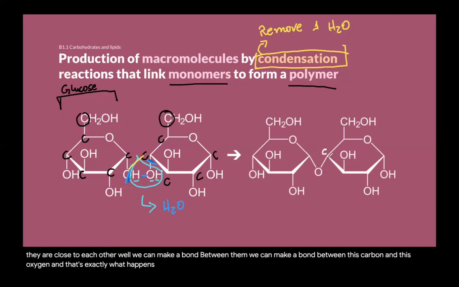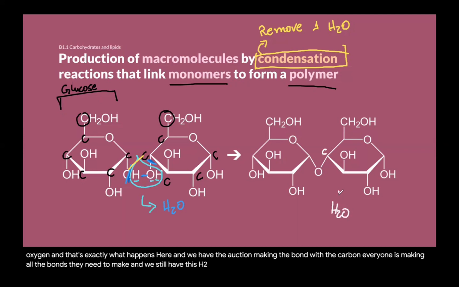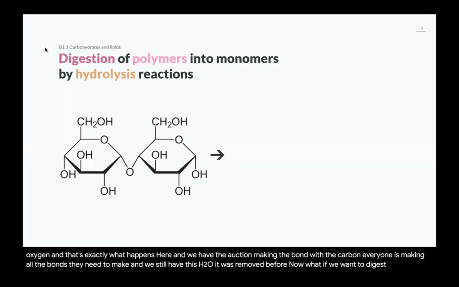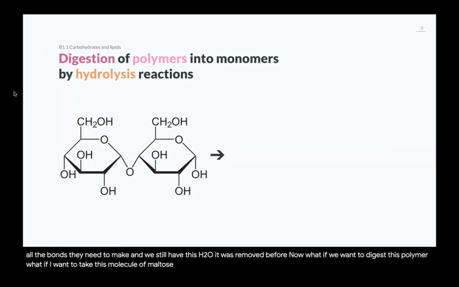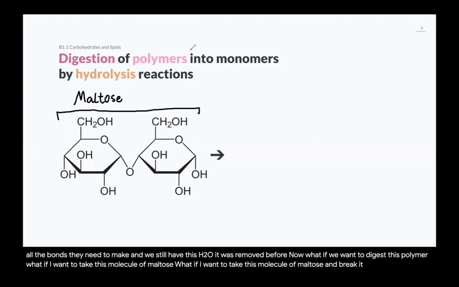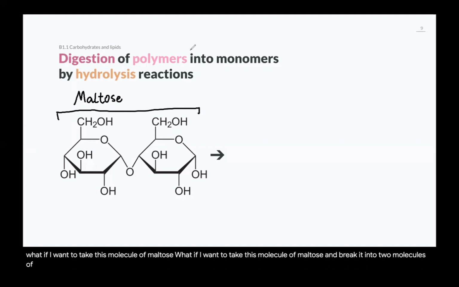Remember, this is a carbon here, and we have the oxygen making the bond with the carbon. Everyone is making all the bonds they need to make, and we still have this H2O that was removed before. Now, what if we want to digest this polymer? What if I want to take this molecule of maltose and break it into two molecules of glucose?